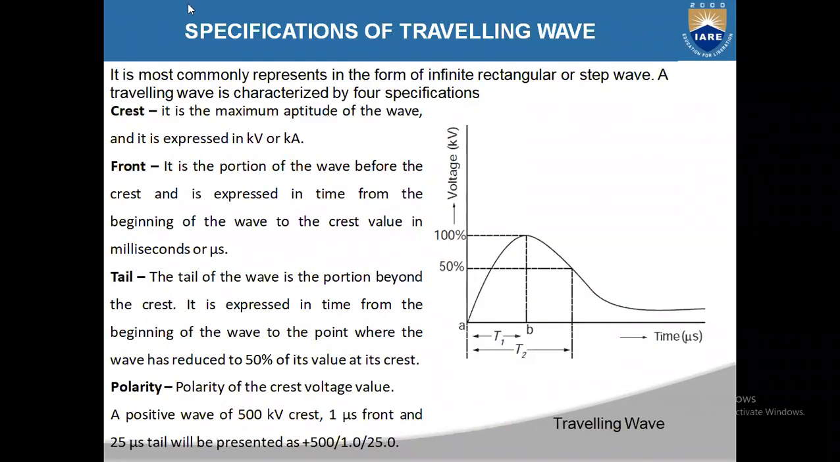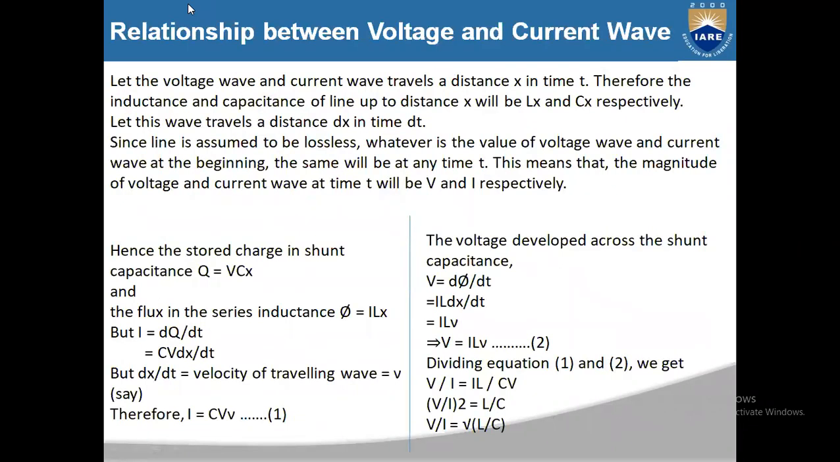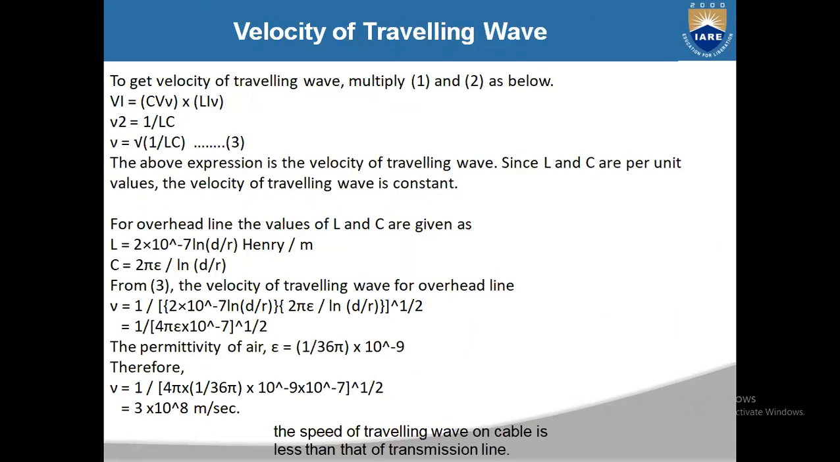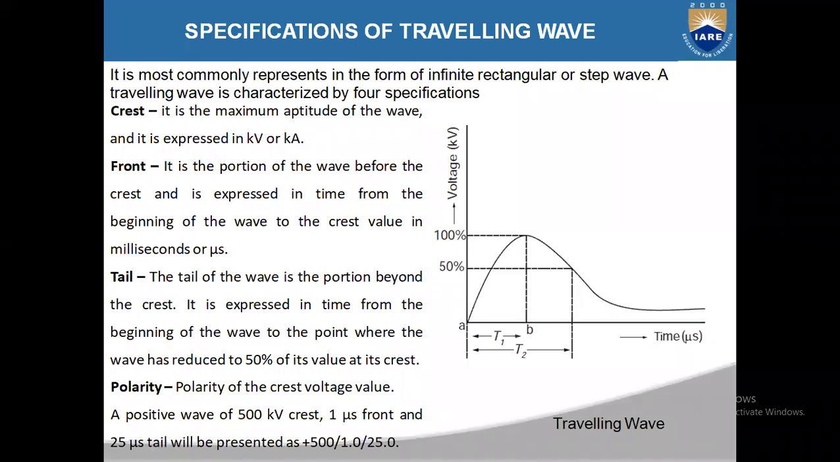Right. So this is about the concept of the traveling wave: the relationship between the voltage and current waves and the velocity of the traveling wave. Now let us see some specifications of traveling waves. Generally, traveling waves can be represented in many mathematical forms. The most commonly used representation for a traveling wave is an infinite rectangular or step wave. It will look like this in the figure. So the wave will be like this.